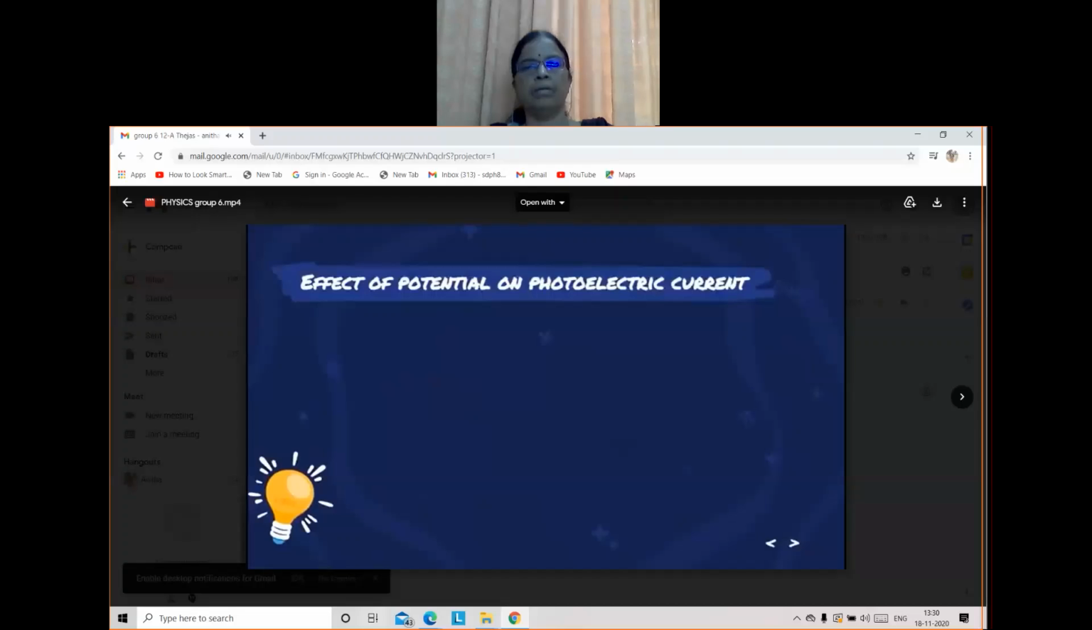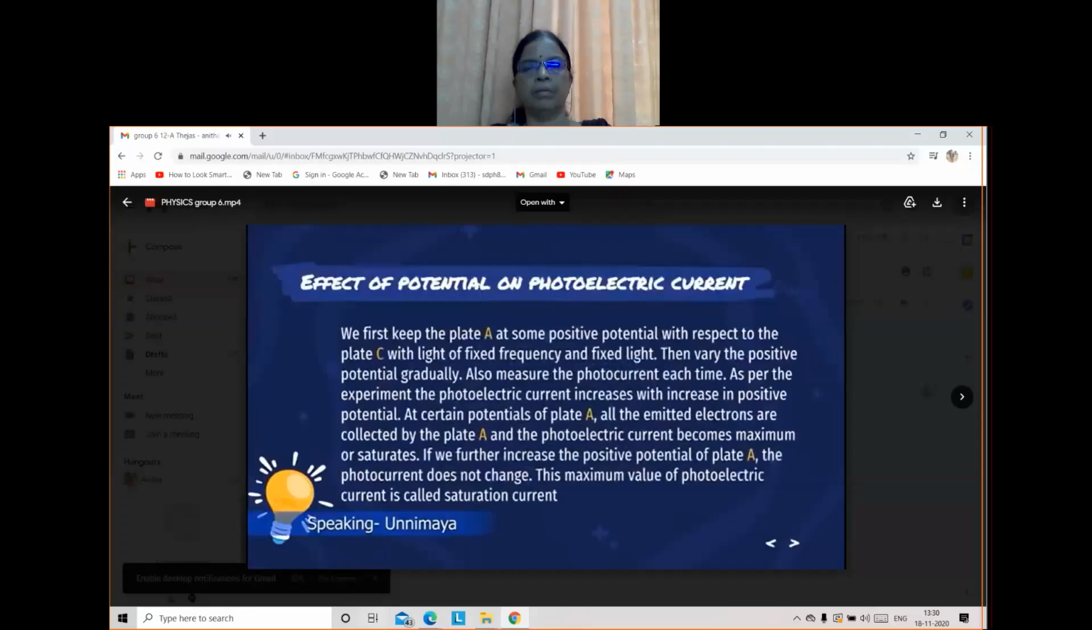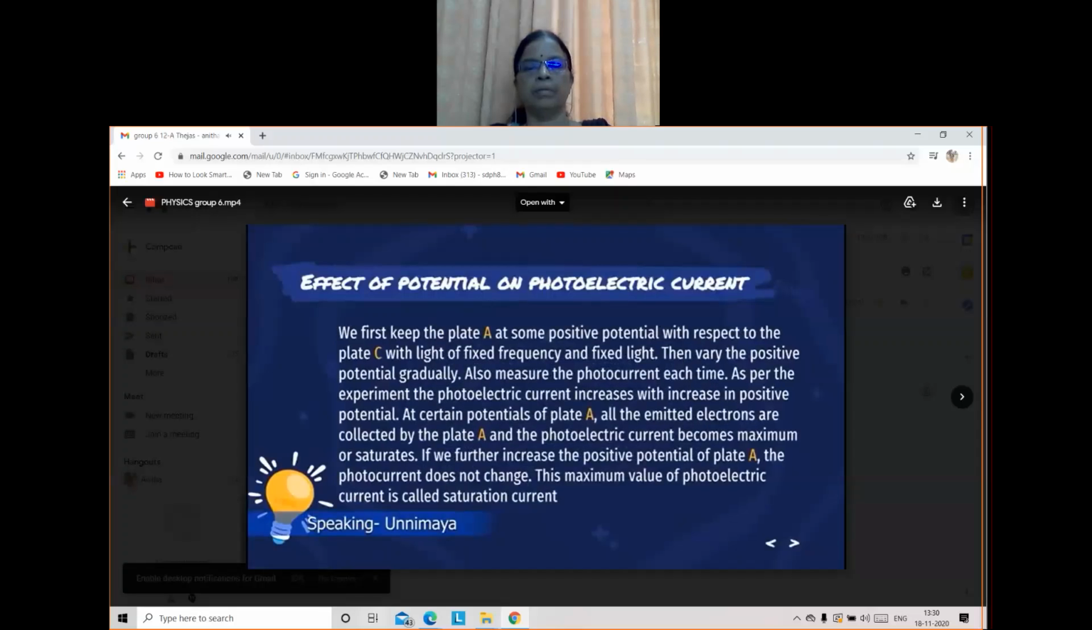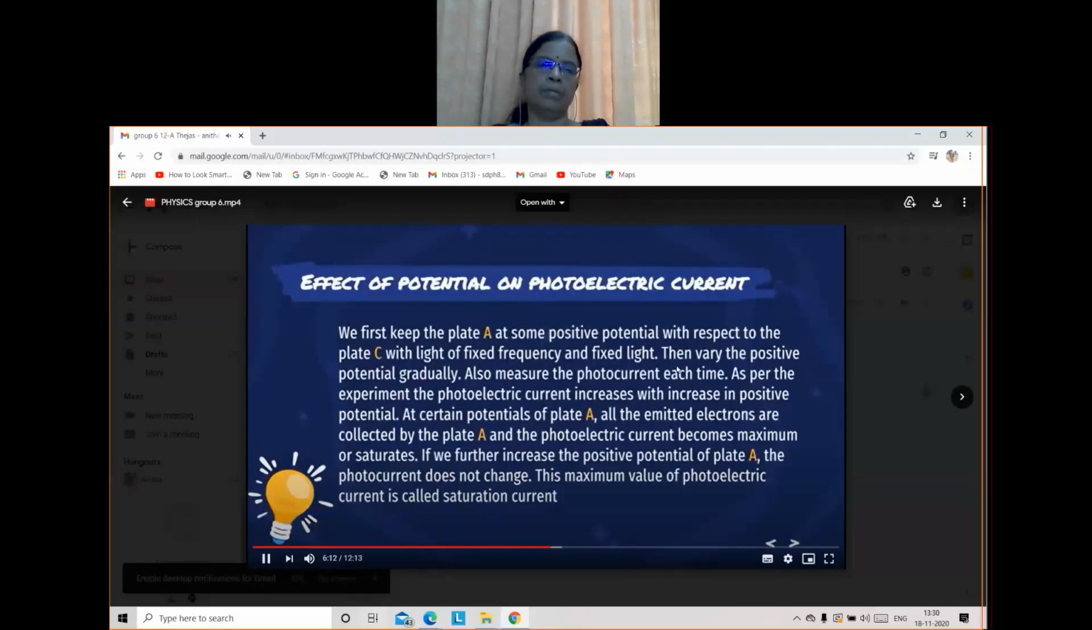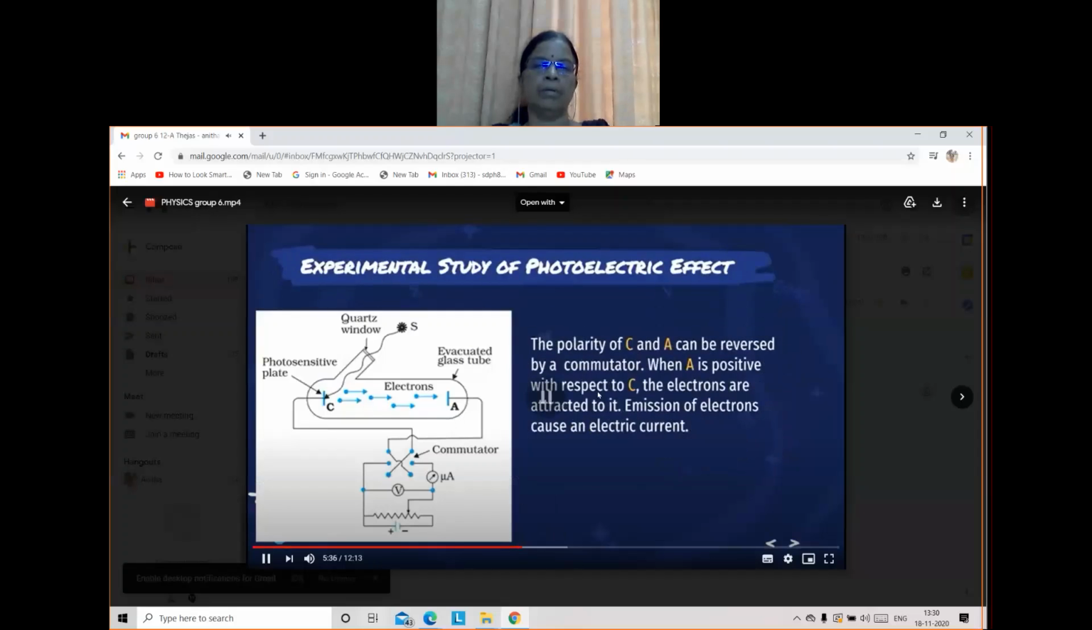Effect of potential on photoelectric current. We first put the plate A at a positive potential with respect to the plate C, with light of fixed frequency. Potential difference between plates A and C. I will explain that, then you can write that. Okay? See, effect of potential.